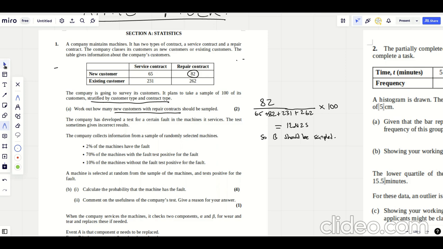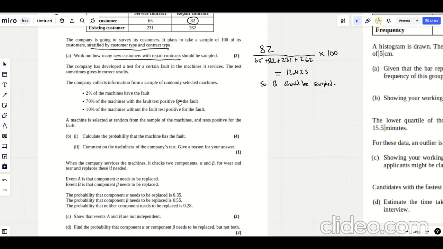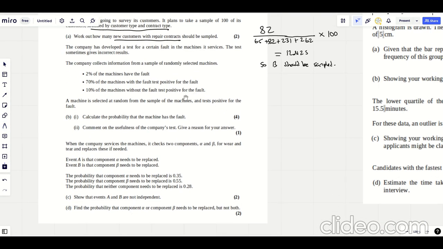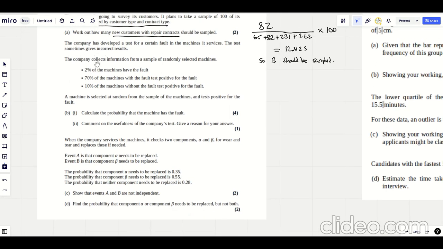So hopefully that one's not too bad. That's a fairly gentle start. That's just stratified sampling. That's part of GCSE. That really is.